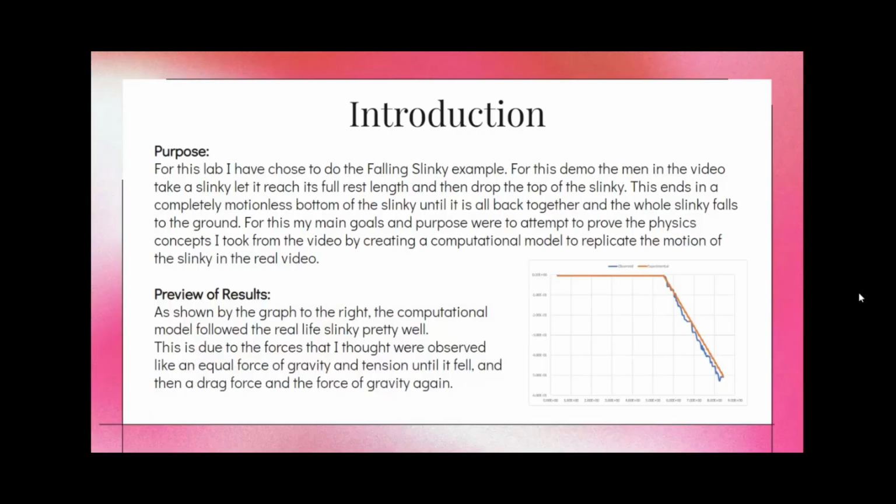Introduction. So for this lab, we were basically supposed to choose one type of physics thing to observe or do an experiment with, and I just chose the example at the bottom of the options, about a slinky that is let go at static equilibrium and then comes all the way down to the rest of the slinky and then falls by itself to the ground.